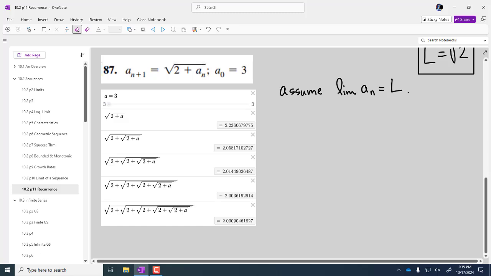So the main idea is that we look at our empirical data. It's looking pretty cool. Looks like it converges to 2. So we assume that it does have a limit, and then this technique will find the limit. So we're going to take the limit of both sides of that recursive equation as n goes to infinity.